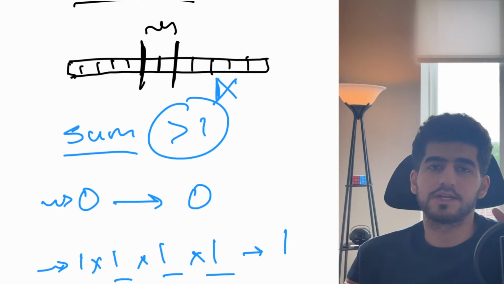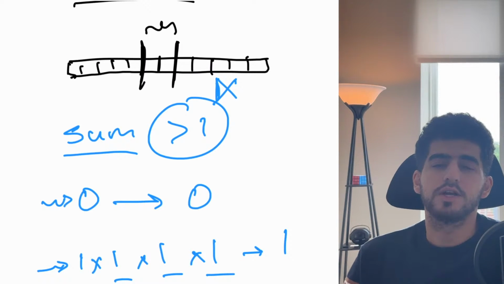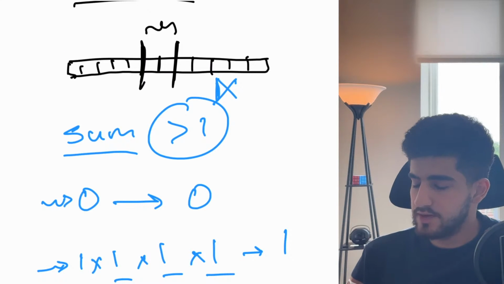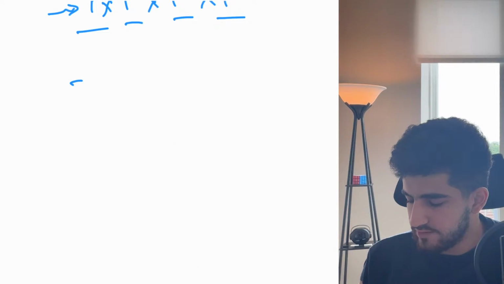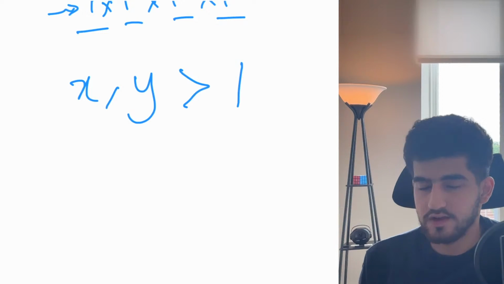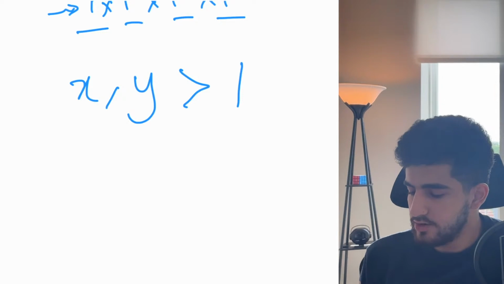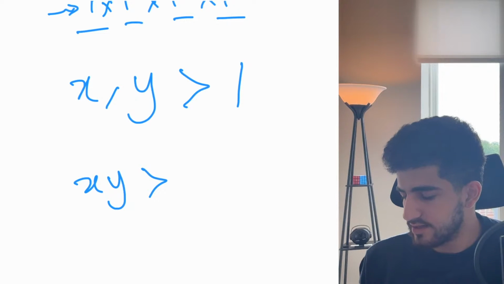It doesn't make sense to multiply them anymore, because by summing up, when you have two values, both of them greater than 1, say x and y, x and y both greater than 1, then you can simply say that x times y is greater than x plus y.